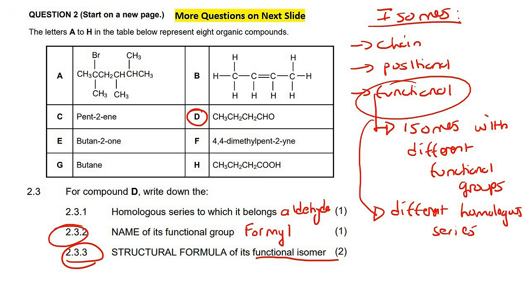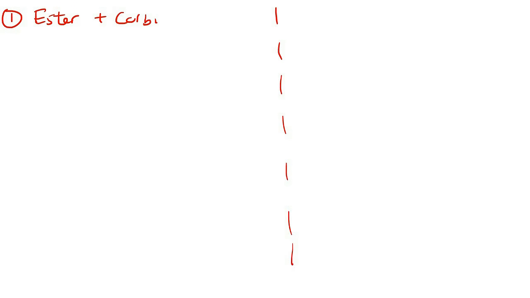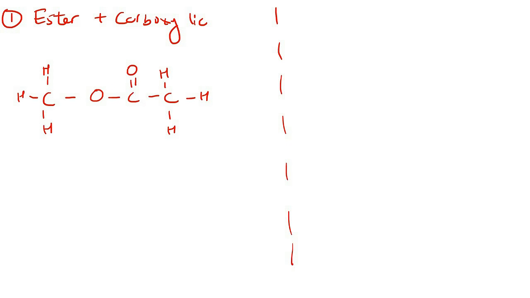carboxylic acid. Now, let me quickly make this easy for you. In grade 12, there are only two types of functional isomers. I'll show you both. The first one is with an ester and a carboxylic acid. So let me show you an ester quickly. I'll show you a 3 carbon ester. Okay, so that is an ester with 3 carbons.